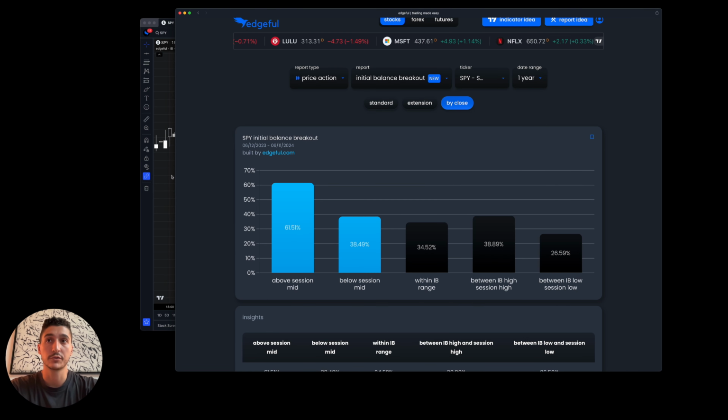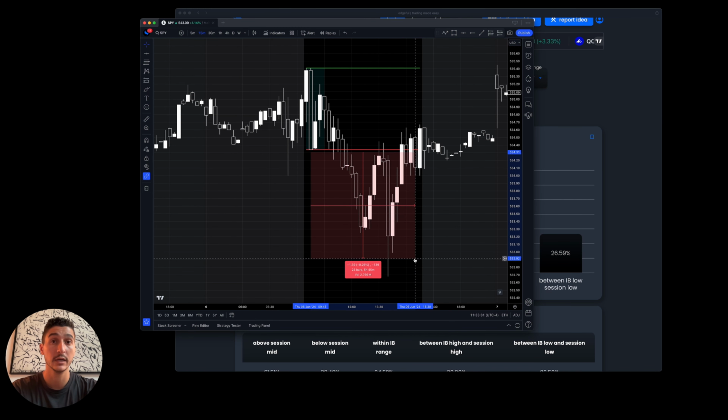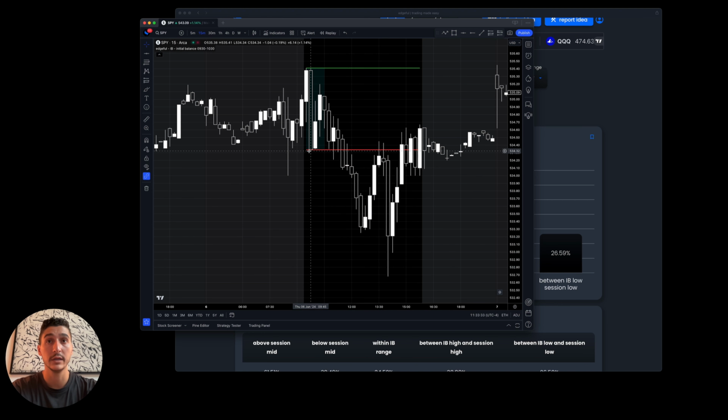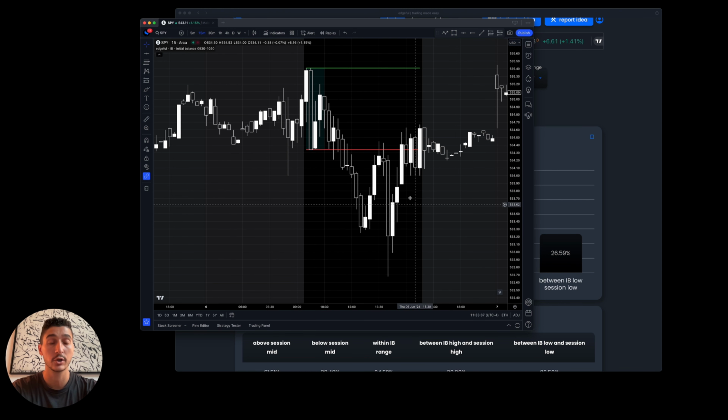So the way that you use this report is to say where is price most likely to close on the day. For example, it is very unlikely that price is going to close in this area down here below the IB low. So you don't want to be targeting this area at the end of the day, or targeting price to come down and close here towards the end of the day.